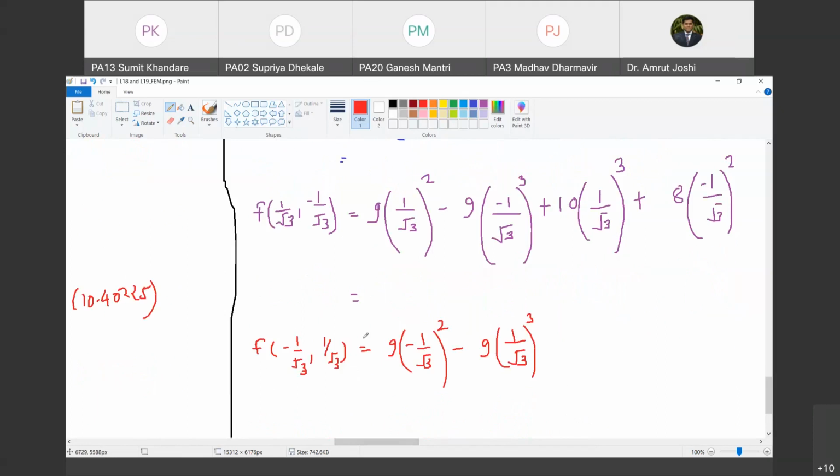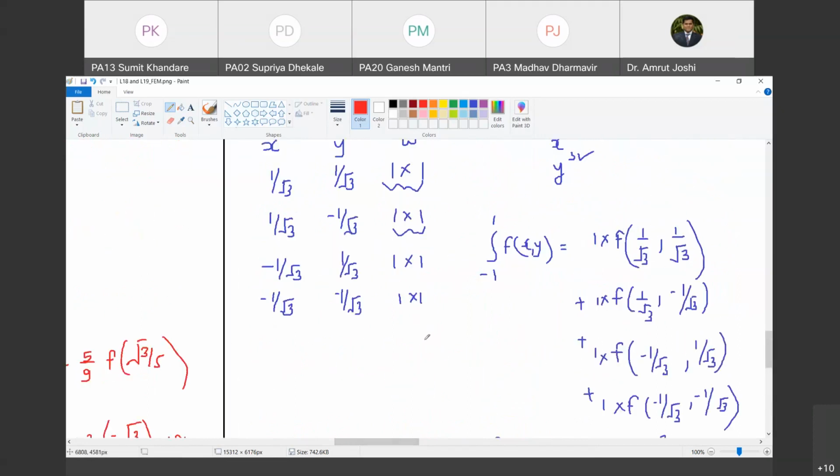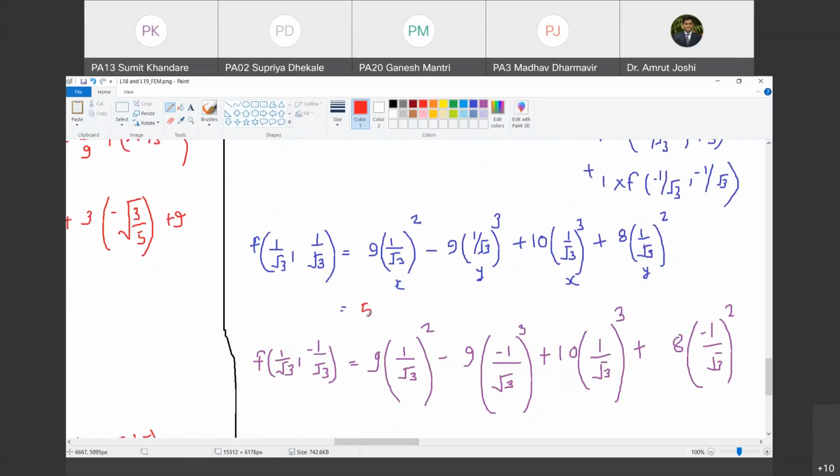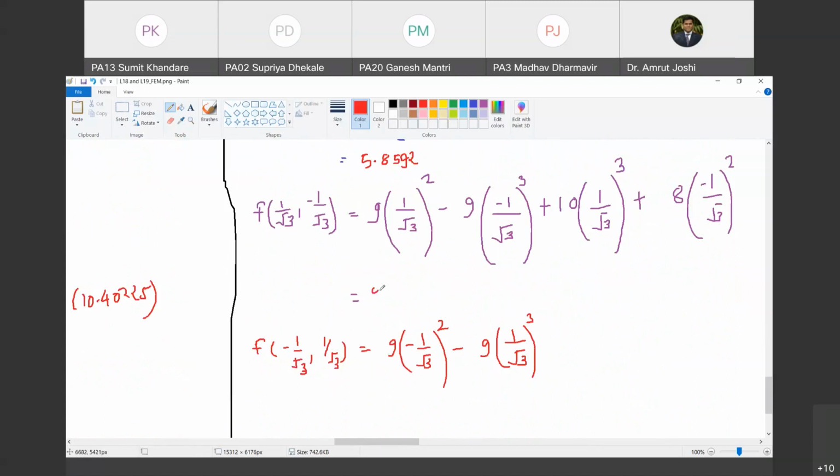But here, can you give me these values, Ganesh? So the first value 5.8592, 5.8592? What is the second value? 9.3232. 9.3232. Now I will not write the expression in longhand.